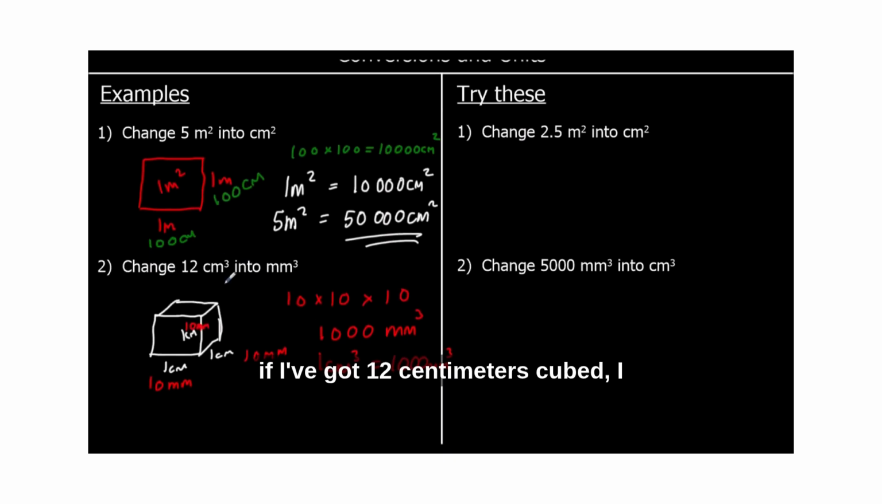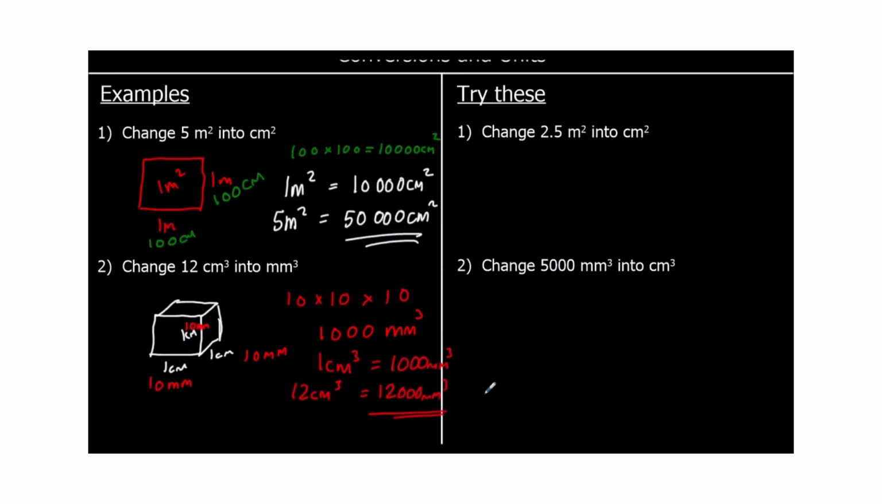So we can say that 1 centimeter cube is equal to 1,000 millimeter cubes. If I've got 12 centimeters cubed, I must have 12,000 millimeter cubes. Okay, 2 of these for you to try. So try and give these ones a go.